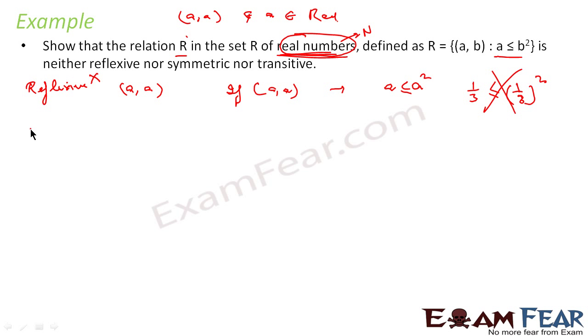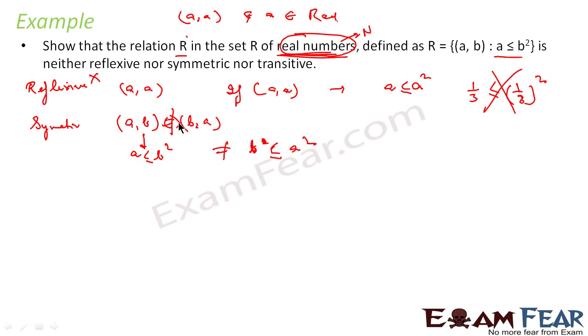Correct? Second thing is symmetric. For symmetric, I told if (A, B) is a member, this should imply (B, A) is also a member. So if (A, B) is a member, I am assuming A is less than or equal to B square for some A and B. But this does not mean that B is less than or equal to A square. This does not mean this, right? So we can say that this and this are not the same. So if (A, B) is a member, then (B, A) need not be a member of this set. So it is not symmetric also.